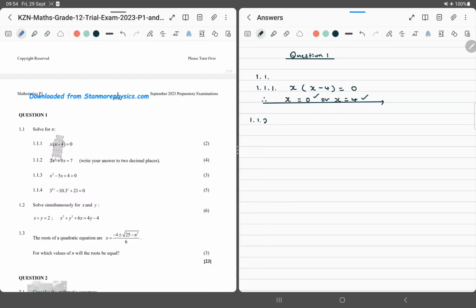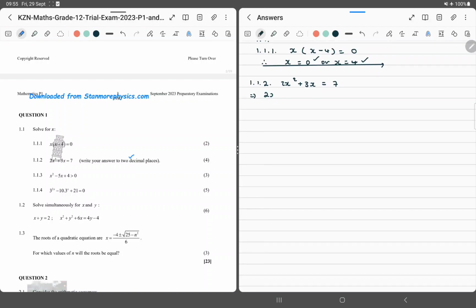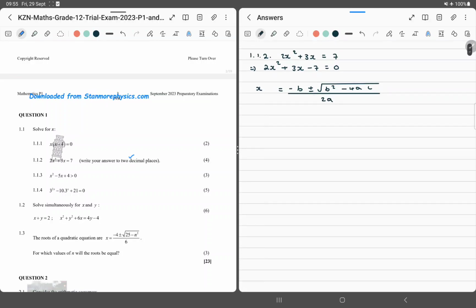Okay, let's move on. 1.1.2. We are given here 2x squared plus 3x is equal to 7. So we are solving correct to 2 decimal places. We need the general quadratic formula, but before we can do that, we need to place our quadratic in standard format. Now that this is the case, we can use our quadratic formula, minus b plus or minus the square root of b squared minus 4ac, all that over 2a.